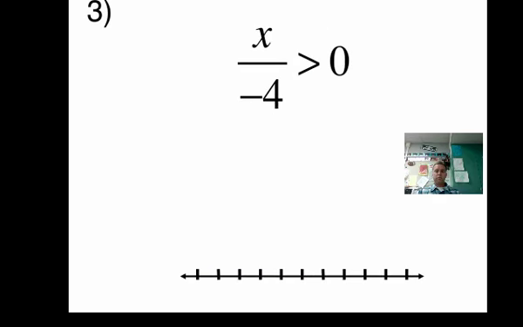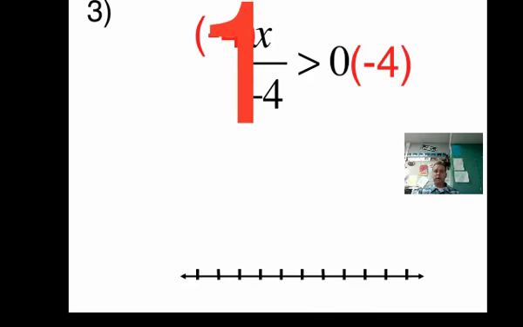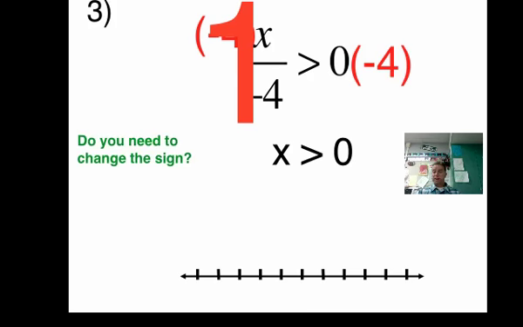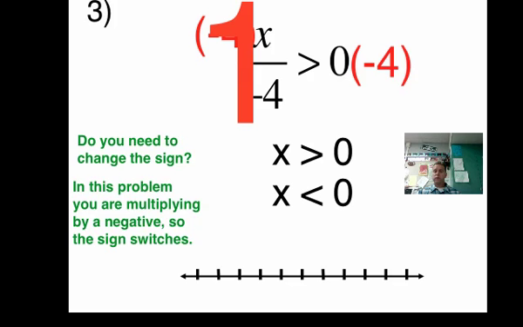Okay, number 3. Go ahead and try to solve this problem. Okay. What are they doing to the variable? They're dividing it by negative 4. So let's multiply both sides by negative 4. That gives us a really big 1 there. And 0 times negative 4 is 0. Do we need to change the sign this time? Yeah, we multiplied both sides by a negative 4, so we switch the sign, and we get x is less than 0.